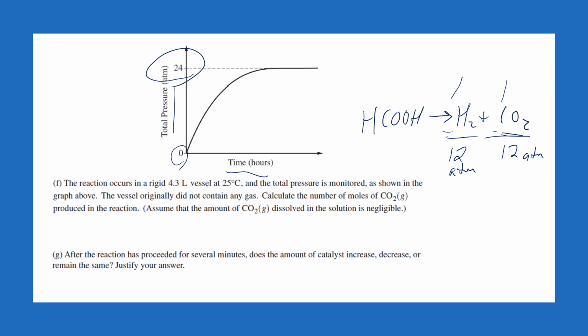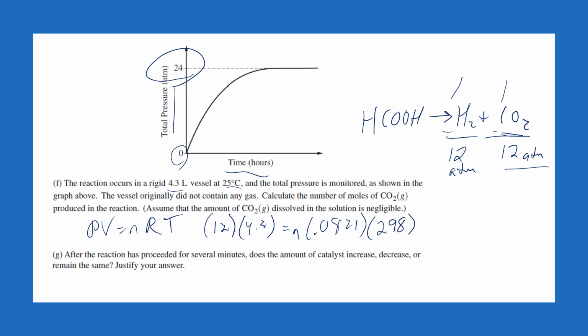All right. So now, calculate the number of moles of CO2 produced in the reaction. Well, we have a volume, we have our pressure, we have a temperature. We can use PV = nRT. Pressure is 12, volume is 4.3, n is what we're looking for. The gas constant is 0.0821, and our temperature needs to be in Kelvin, so 298. Add 273 to 25. And then you just need to solve for n. So you get 2.1 moles there.